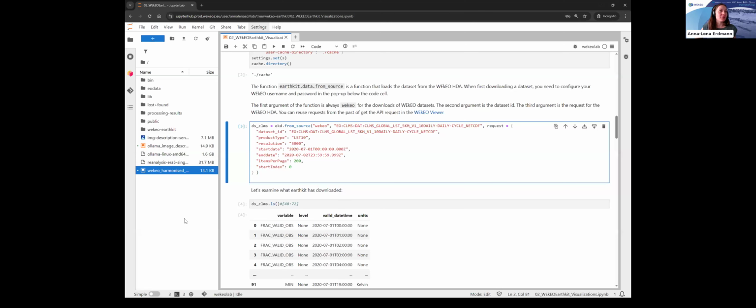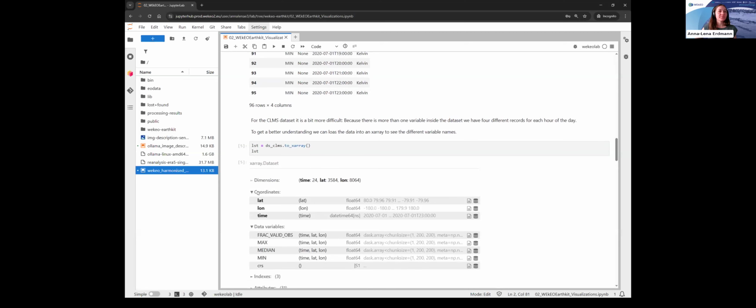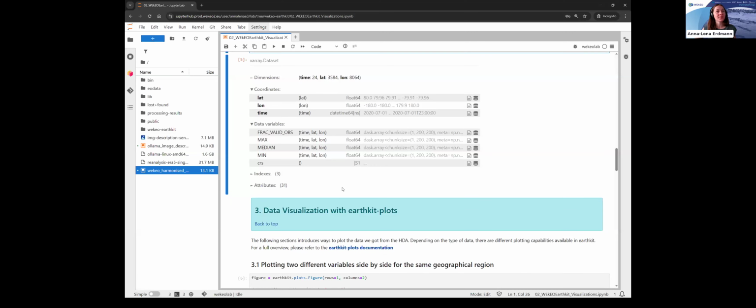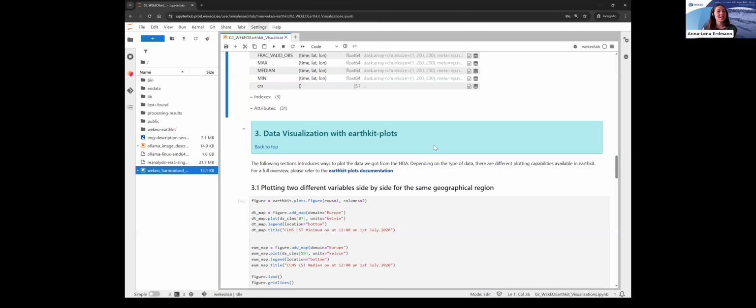And then, without downloading any, well, it downloads data, but it stores it in cache. So you will not see the data here on the left in your working directory, but you will be able to directly convert it to X-array. So we see we have a 1 day time series with different variables like maximum land surface temperature, median, minimum, and so on. So now we have all the data in our working environment and we can just continue with our processing. The next step is to visualize the data.